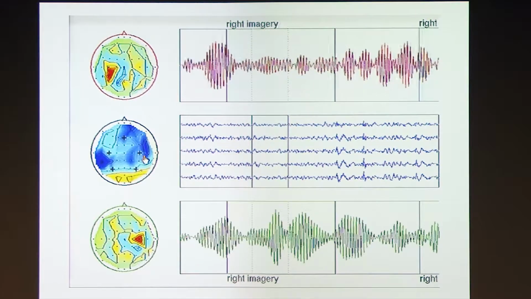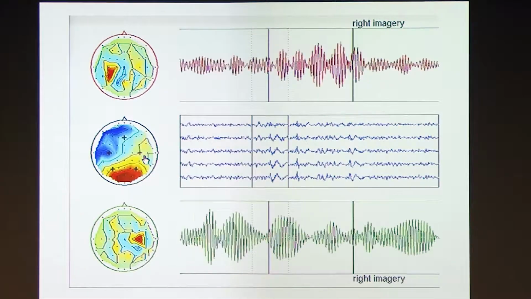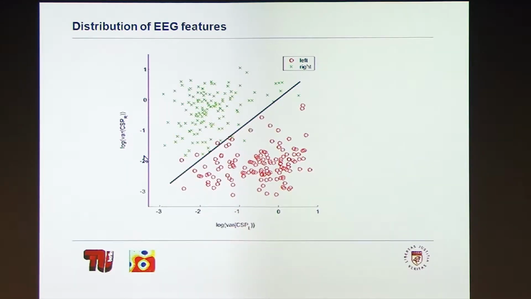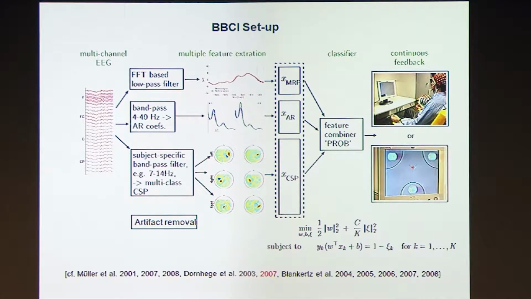And if we plot the log variances in this particular game, then we can see that it's very nicely distinguishing between left and right imaginations. So if we look at this more closely, we have to do a bit more work. Because this was a bit too easy, it's not very robust. So in fact, what we have to do is some artifact removal.